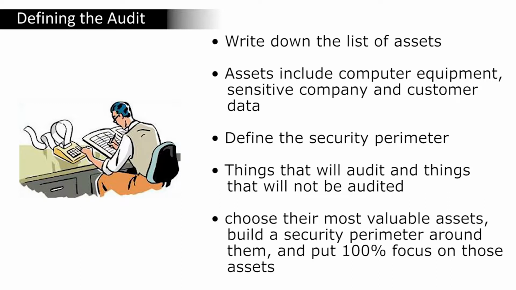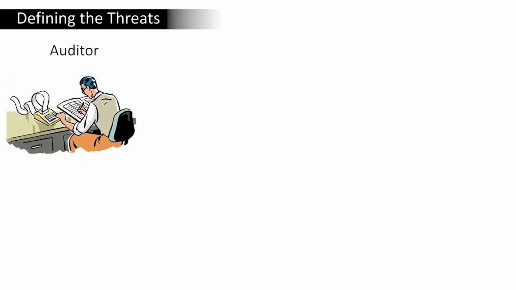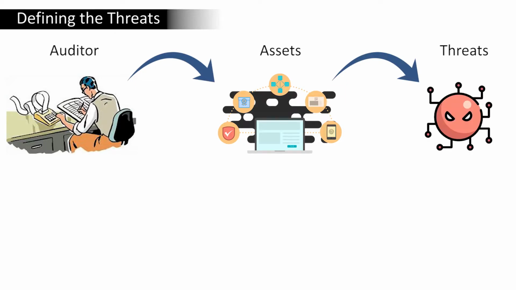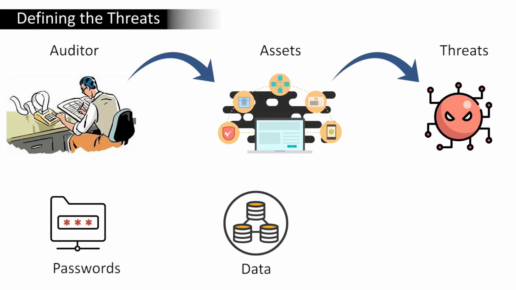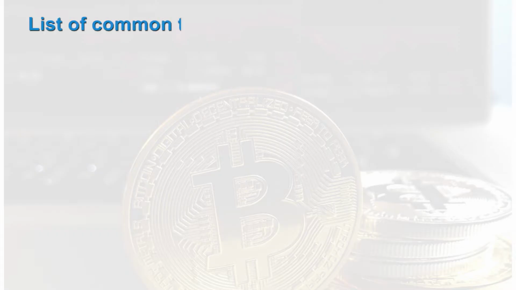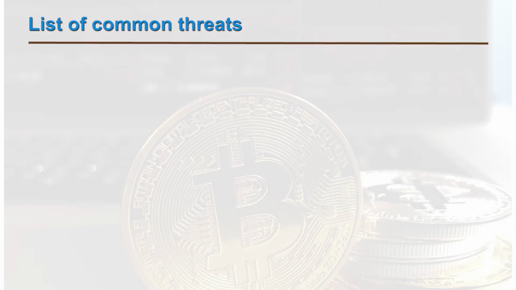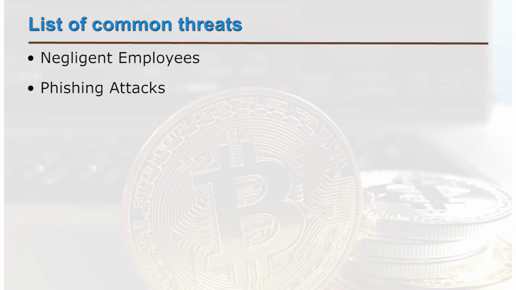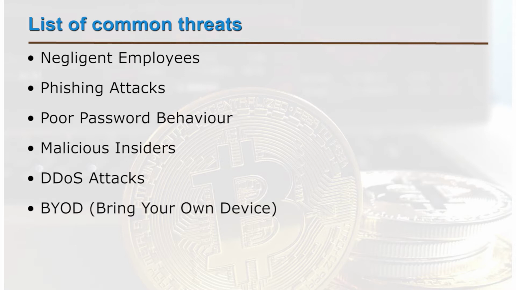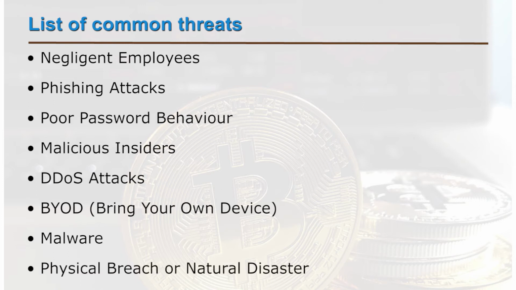Second, defining the threats. Taking into account the list of valuable assets, a corresponding list of potential threats to those assets is to be written down. This can range from employee passwords and protecting sensitive company or customer data, to DDoS types of attacks, etc. It can even include physical breaches or damage caused by a natural disaster. A list of common threats includes negligent employees, phishing attacks, poor password behavior, malicious insiders, DDoS attacks, bring your own device, malware, physical breach or natural disaster.